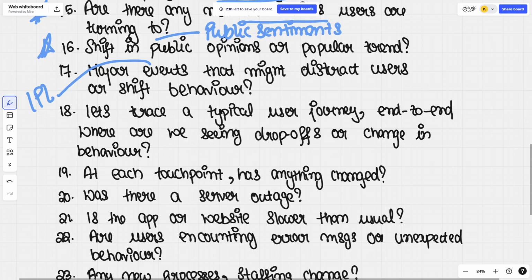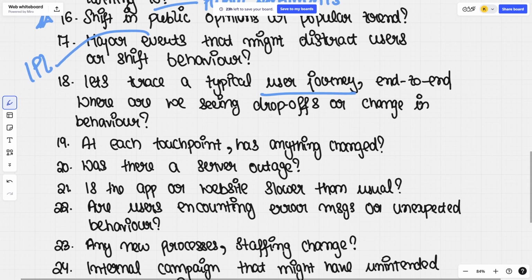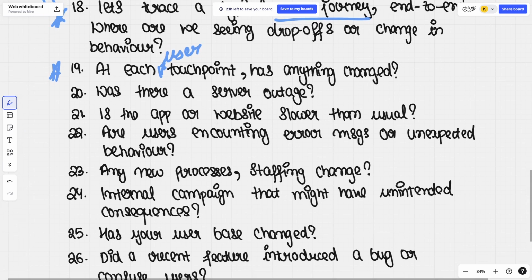Next, let's trace a typical user journey, where you can ask a question like, where are we seeing drop-offs or changing user behavior? Also a common question. At each user touch point, has anything changed? One of the most common questions. Was there a server outage?